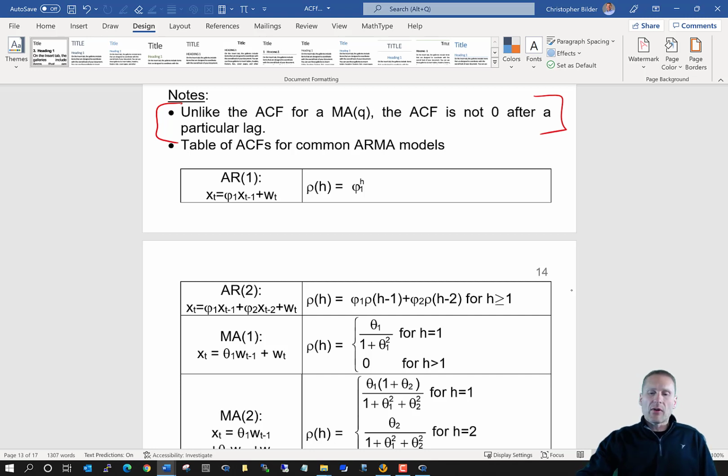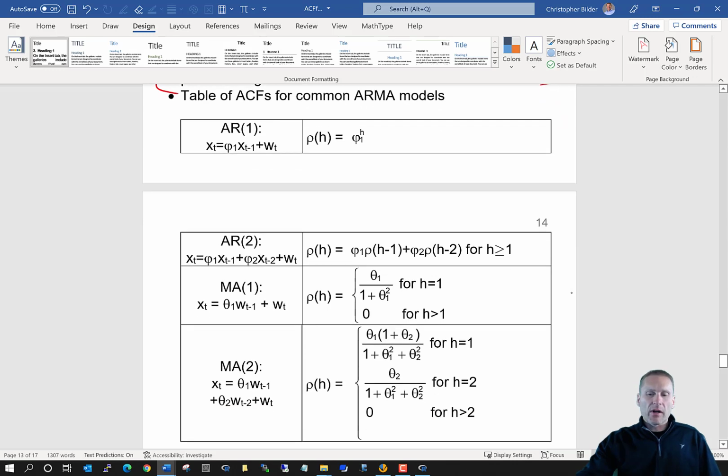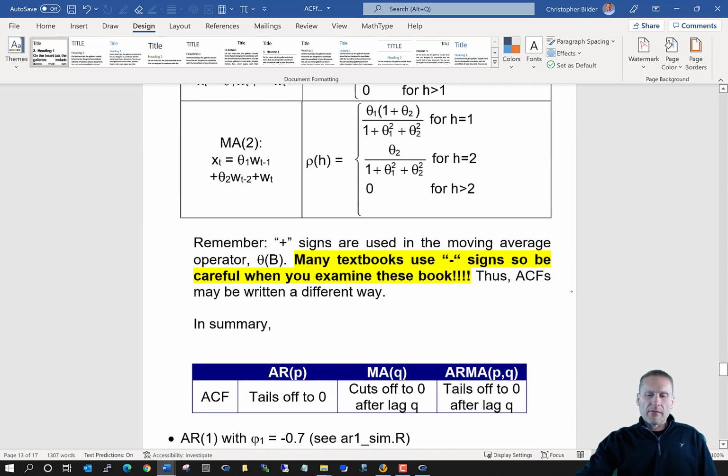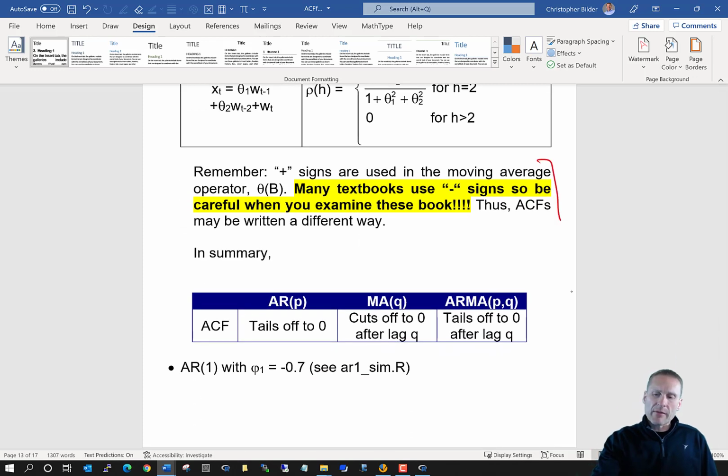So here's a table of ACFs for common ARMA models. Please take a look at this on your own. This is a common thing that you will see displayed in a textbook on time series analysis. Please remember that not all textbooks use exactly the same notation, so the way they display the autocorrelation function might be different than the way that I do here. Note that the way I'm showing it is the way that Shumway and Stoffer's book does.